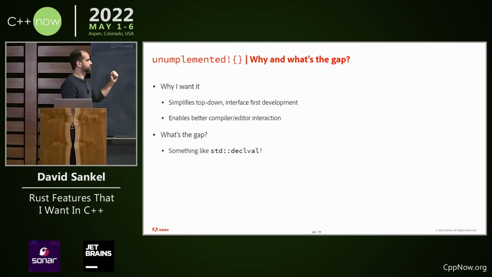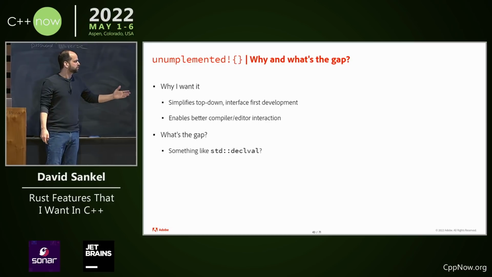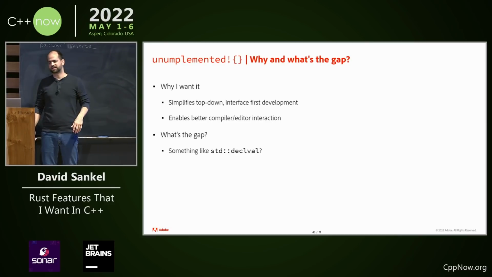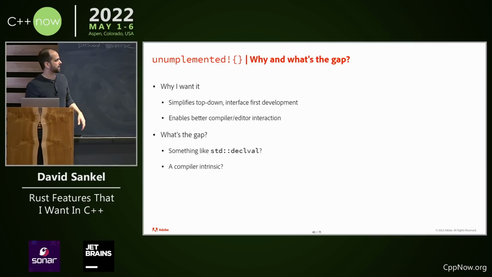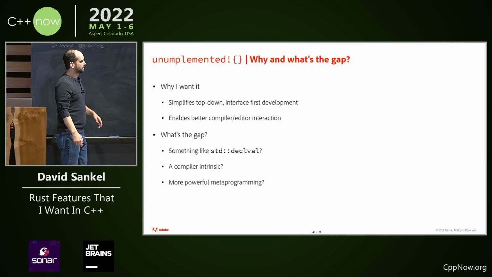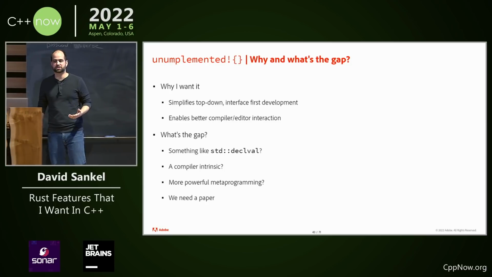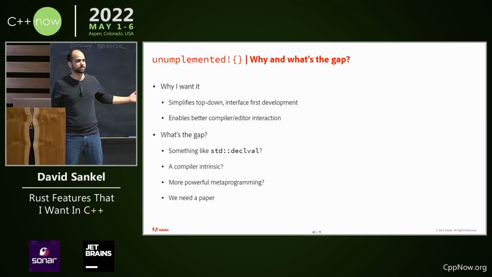What's the gap for C++? I don't know. You could use something like declval for this if you wanted to, but then you have to specify the type, which isn't great. Maybe some kind of compiler intrinsic, more powerful metaprogramming. Could you do this? I don't know. Basically, someone needs to write a paper and investigate it.